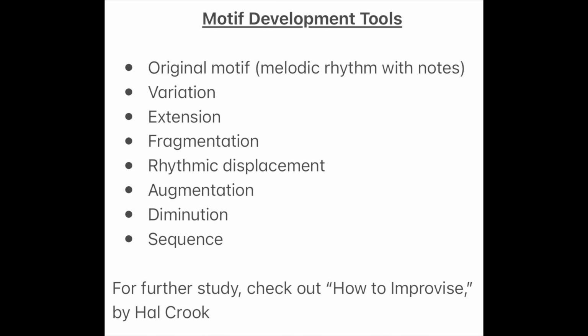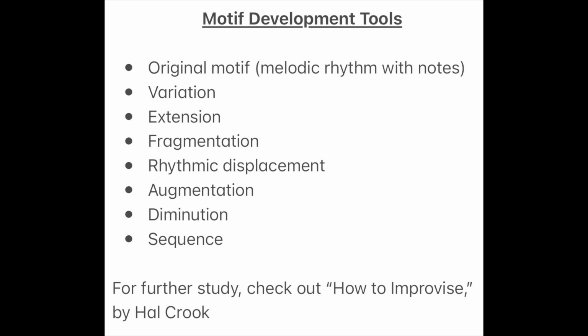Let's review some of the common tools improvisers use to develop motifs. First of all, you've got your original motif, meaning take a melodic rhythm and add notes to it. Variation, same notes, different rhythm, or same rhythm, different notes. You can use extension, which means adding new material immediately before or after either the original motif or a fragment of the original motif.